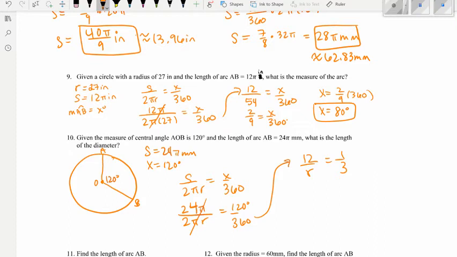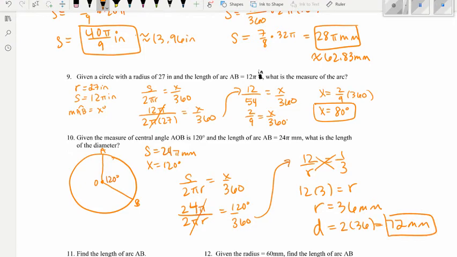And then you can cross multiply to solve. So we have 12 times 3 equals r times 1, so r, and 12 times 3 would give us 36. So r is equal to 36 millimeters. And of course, the diameter is twice that, so the diameter would be equal to 2 times 36, which gives us 72 millimeters for our solution.